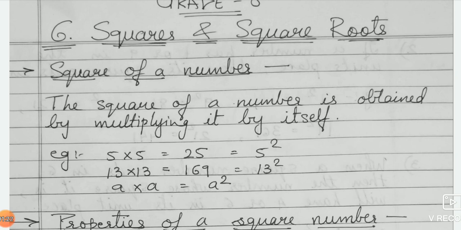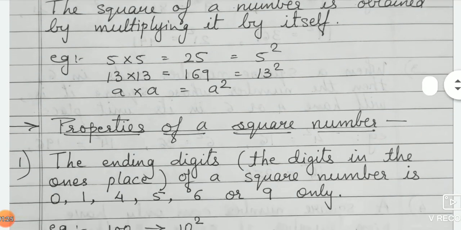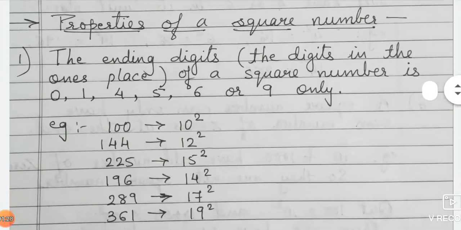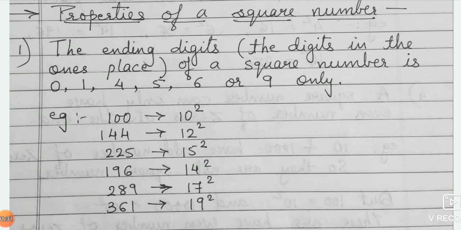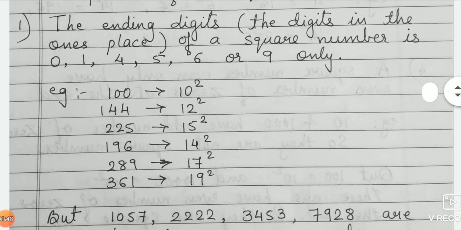For squares of a number, there are several properties which you need to know. So our first property is the ending digits, that is the digit in ones place, that is units place, of a square number should always be 0, 4, 5, 6 or 9. Other numbers like 2, 3, 7 and 8, if these numbers are there in units place, the number will not be a perfect square. Any perfect square number should have only these digits in units place.